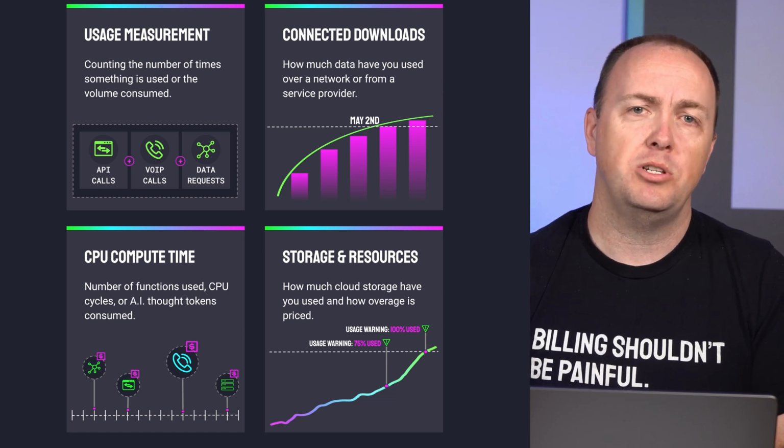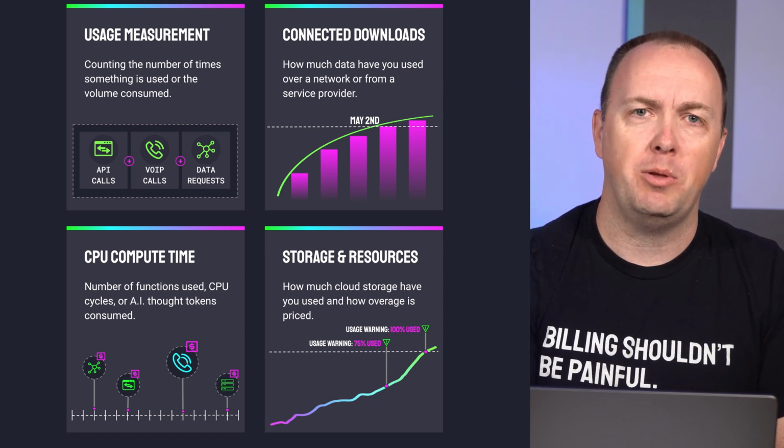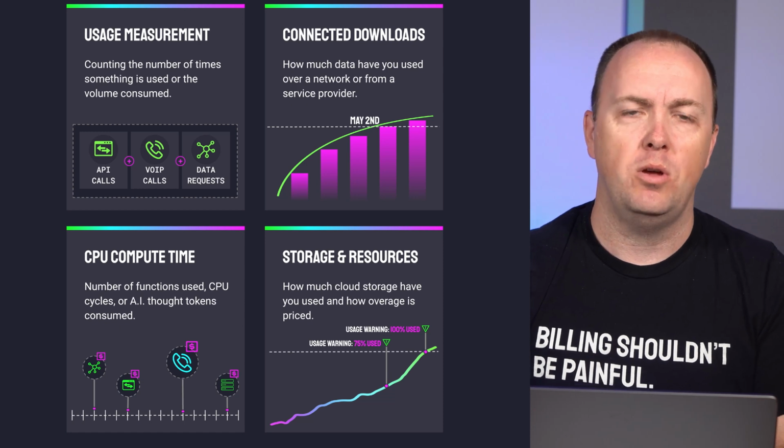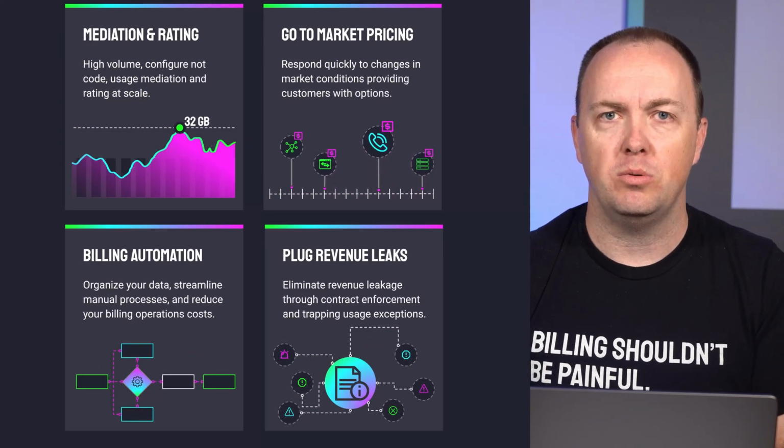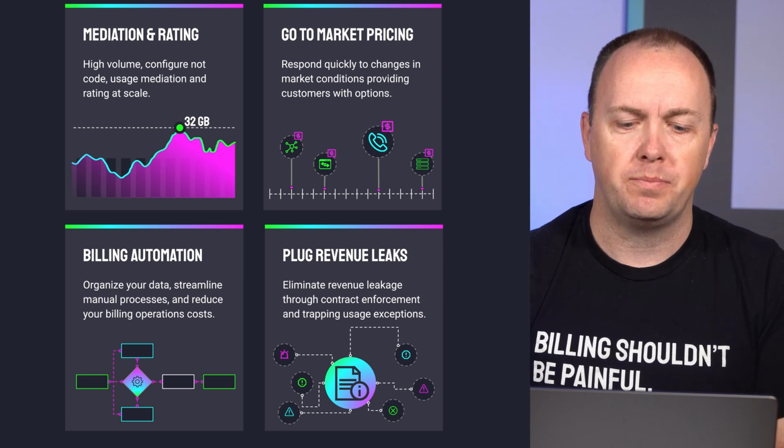It could also be the consumption of how much compute you've been doing on AWS, or the number of Lambda functions you have, or storage and resources in S3. Any of those things can be used as a usage-based product or service.